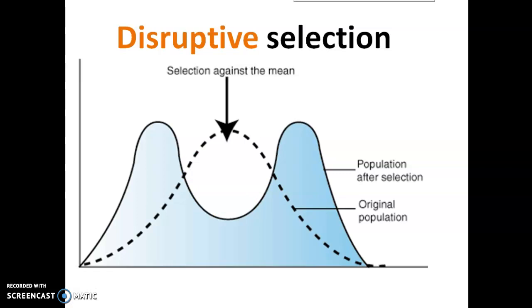Disruptive selection we don't see a lot, but when we see it, a lot of times it can lead into speciation, meaning that eventually, after all these brown squirrels, all these in-between colorations or varieties die off, a lot of times we would actually end up with two separate species.